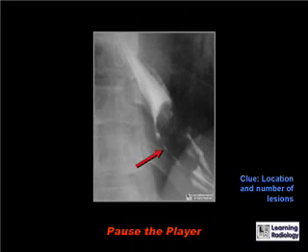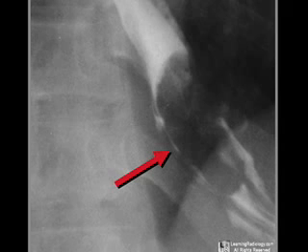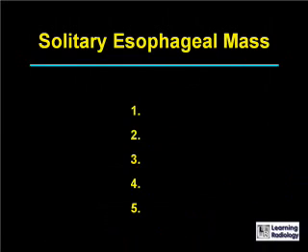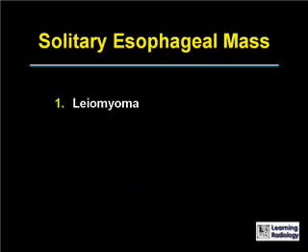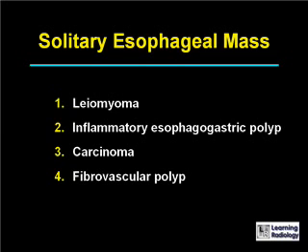The next differential diagnosis. The differential is for a solitary esophageal mass. There are 5 causes. The differential diagnosis for a solitary esophageal mass include leiomyoma, an inflammatory polyp, carcinoma of the esophagus, a fibrovascular polyp, and a papilloma.